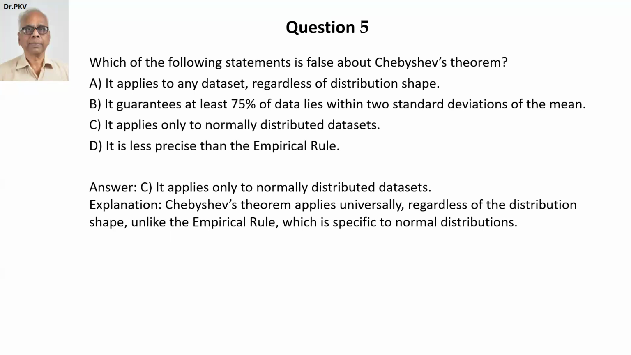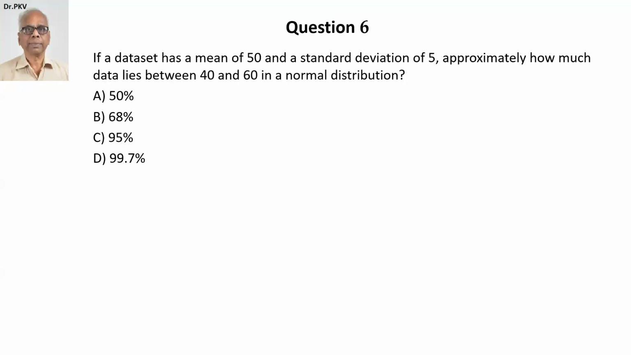So let me move to question 6. If a data set has a mean of 50 and a standard deviation of 5, approximately how much data lies between 40 and 60 in a normal distribution? A, 50%, B, 68%, C, 95%, D, 99.7%.